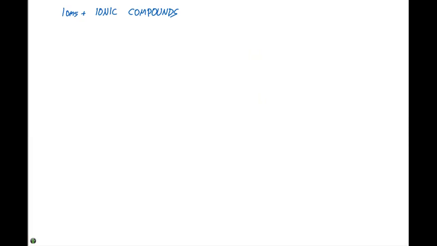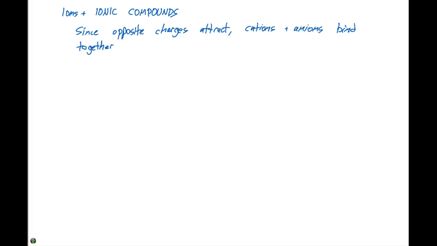In addition to the molecular compounds, we also have ionic compounds which form between cations and anions. So since opposite charges attract, cations and anions bind together to form ionic compounds.